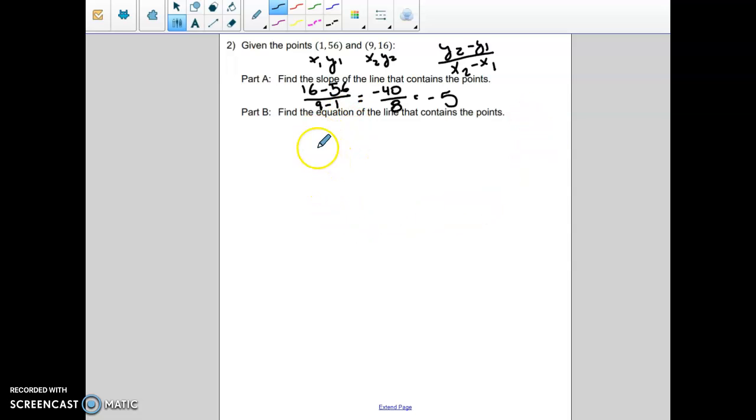So we should have gotten a -5 for our slope. Next part, find the equation of the line. Again, start with y equals mx plus b. We know our m is -5. I'm going to go ahead and pick this first point, the 1,56. So if you're still working on this piece, please pause the video, and when I return, I'll show you guys the solution.